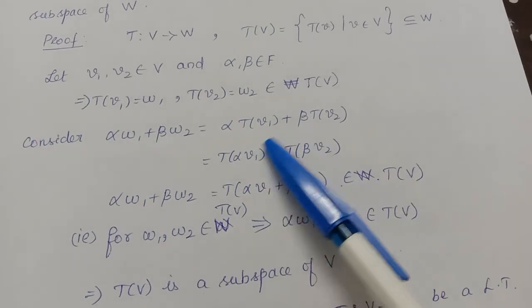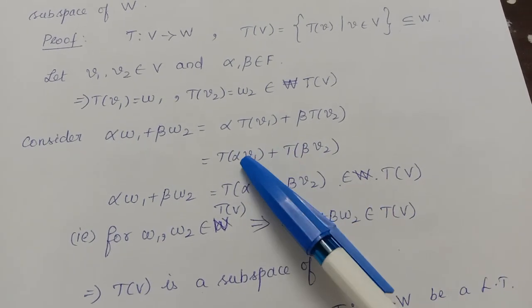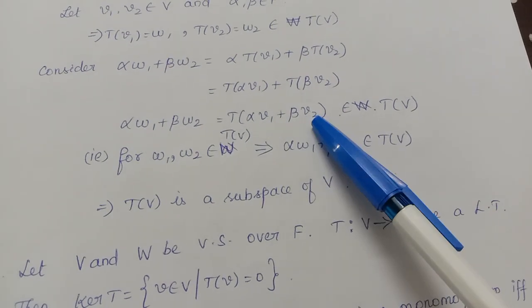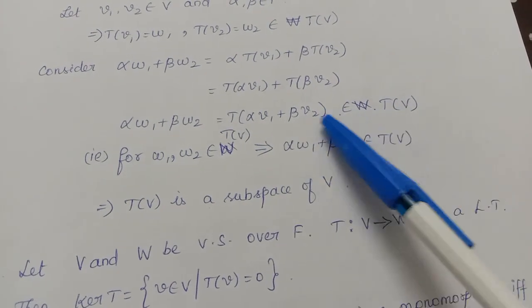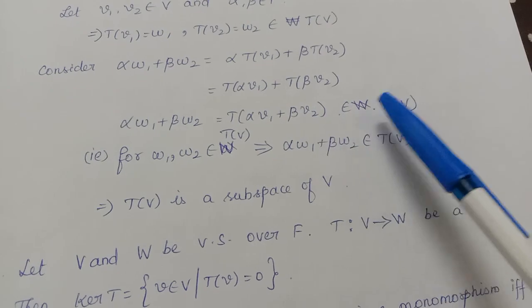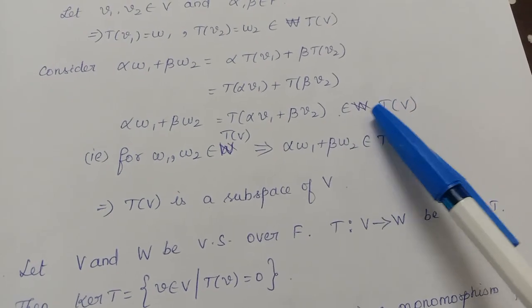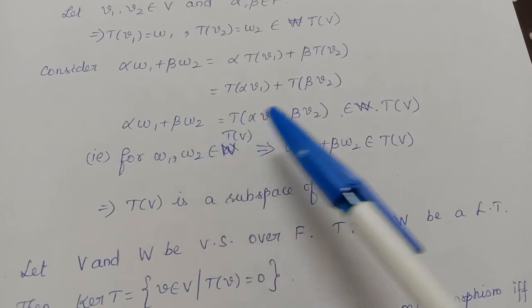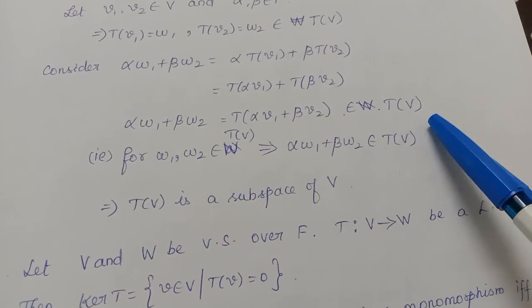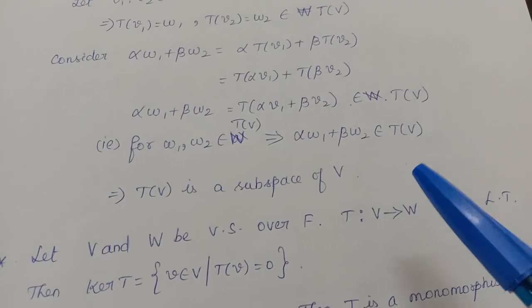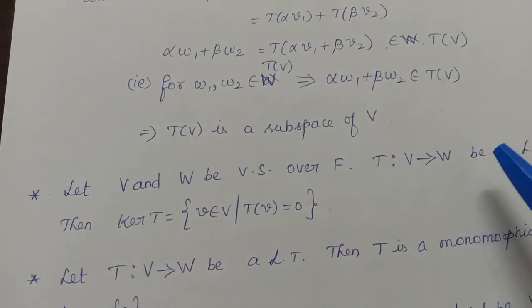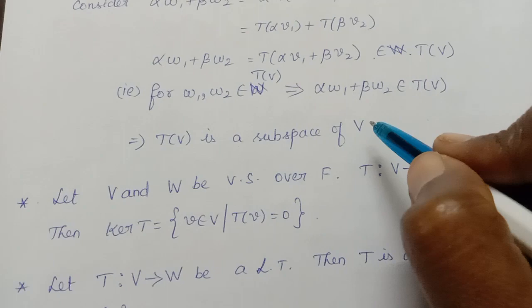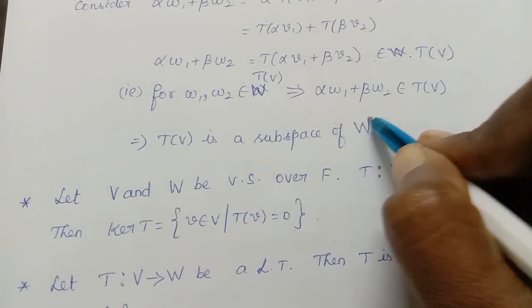Okay, then again, since T is a linear transformation, we can combine these two terms. So T of alpha V1 plus beta V2. But this belongs to T of V, no, because T of any vector belongs to T of V. So what have we proved? By taking two elements in T of V, we have proved their linear combination is also in T of V. That implies T of V is a subspace of W. Okay. Sorry, it's a subspace of W, not V. It's a subspace of W.